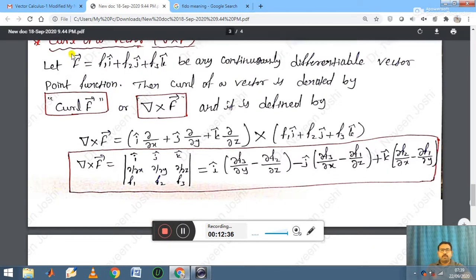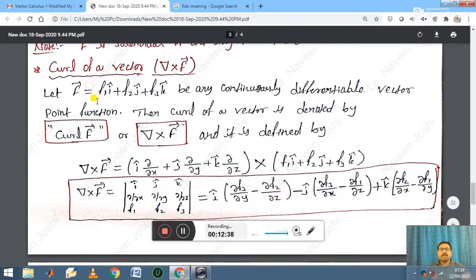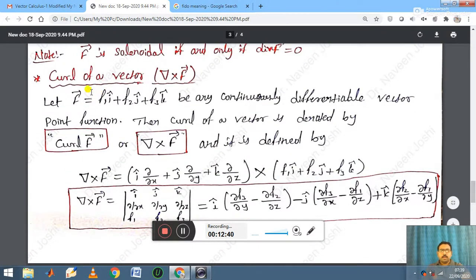And one more very good definition is the curl of a vector. The notation for curl of a vector is del cross f. Divergence of f is denoted by del dot f, but the curl of a vector is denoted by del cross f. Let f bar equals f1i plus f2j plus f3k be any continuously differentiable vector point function, then the curl of a vector is denoted by curl f.